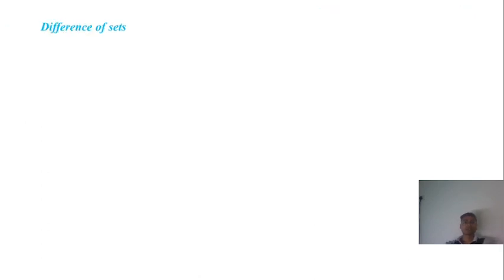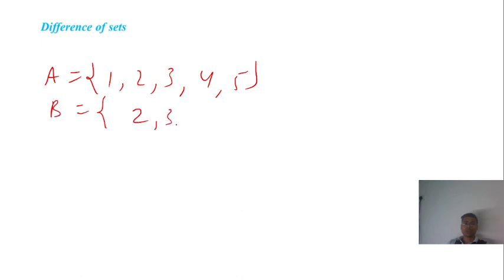Coming to our third operation, which is difference. I will just tell you with an example. Suppose A is {1, 2, 3, 4, 5} and B is {2, 3, 5}, and I ask you for A difference B. Then A difference B is the elements left in set A after removing set B.